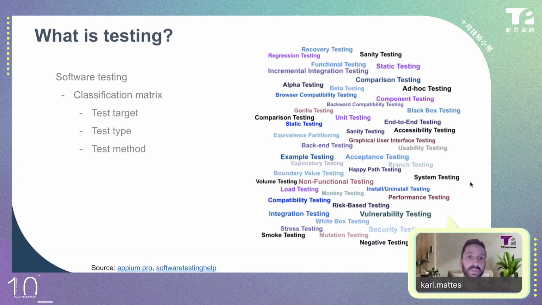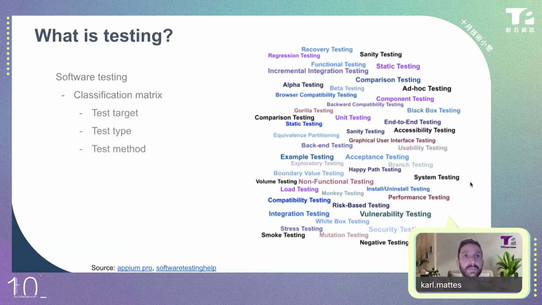There's a classification matrix that we could use, which would have the 3 items: test target, test type, and test method. Regarding the test target, this one basically tells us what we're trying to test. If we talk about mobile automation testing, of course, we want to test an app, but maybe the app has different layers. So we could say the test target could be the API or a code function, or also the user interface of the app. So the test target is talking about what aspect of the app itself we're trying to test.